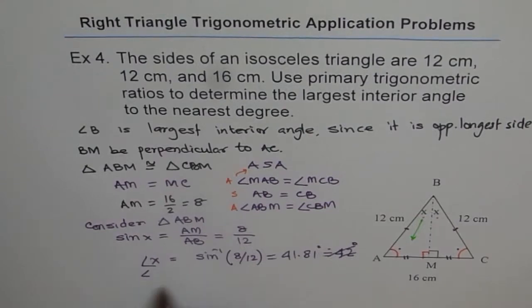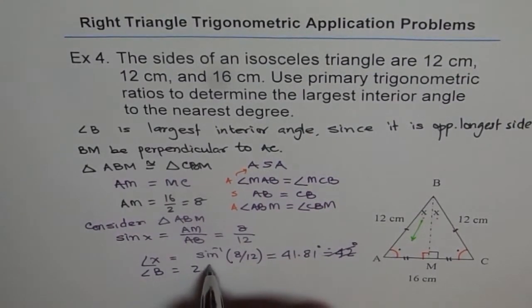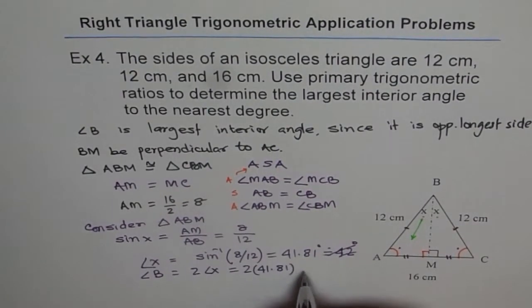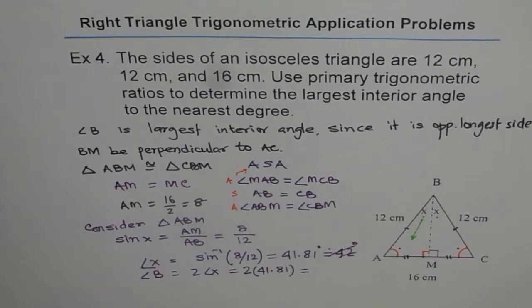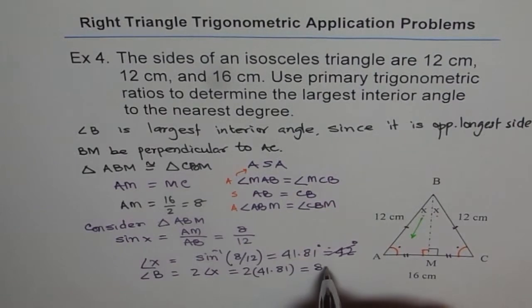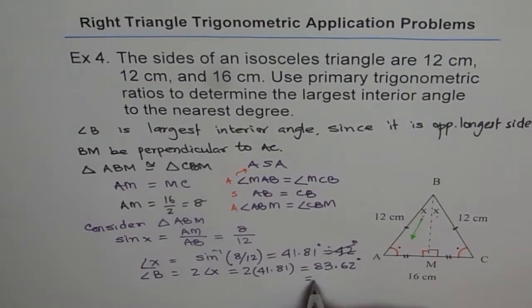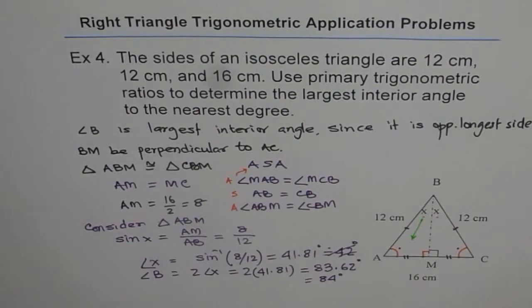So angle B equals 2 times angle X, which is 2 times 41.81, which equals 83.62 degrees, which could be approximated to 84 degrees. So the largest angle in this triangle is 84 degrees, right? So that is the answer. I hope you understand the method of doing it, and let's recap.